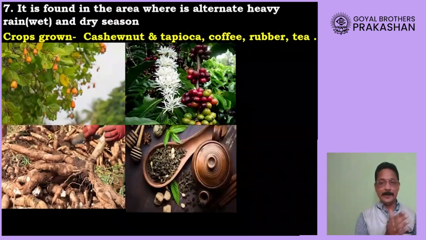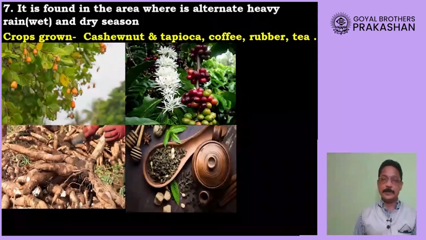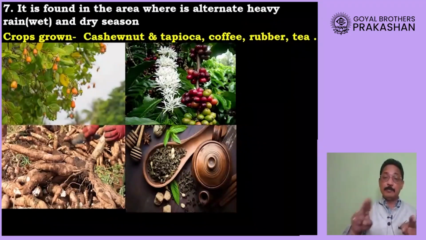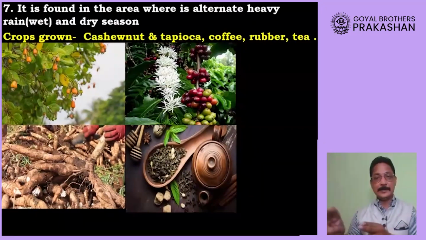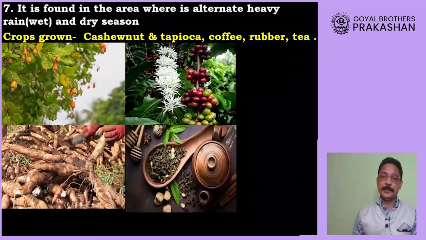Similarly it is found in Kerala. Now Kerala is the first state in India to receive rainfall. It is also on the windward side of the Western Ghats. It means it is receiving very heavy rain followed by a dry spell or dry season. So this soil is found in a region of alternate wet and dry seasons. Now, which crops do you think will be grown in this soil?